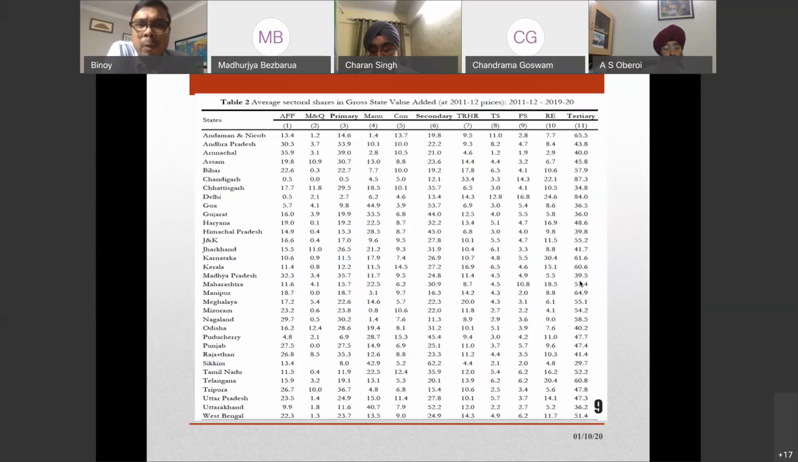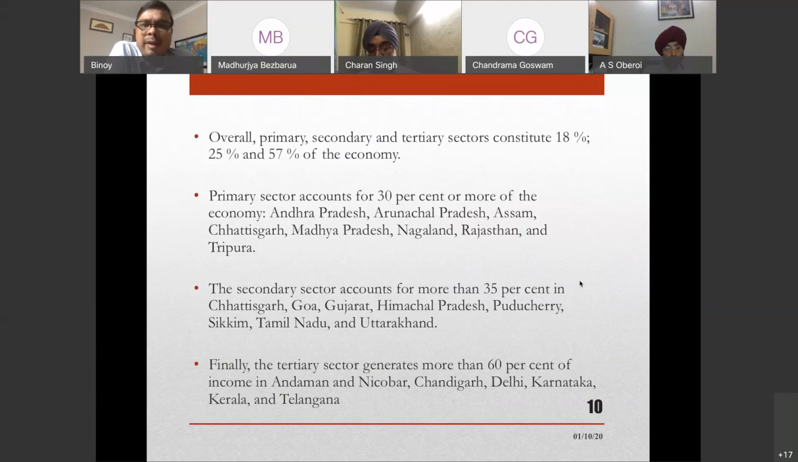This information we collected from the website of the Ministry of Statistics and Programme Implementation. For all these states, we had information from 2011-12 to 2019-20, in terms of the subsectors and major sectors. For each of these years, we estimated the sectoral shares, and then we took the average over these years. So on the whole, the primary, secondary, and tertiary sectors constitute about 18%, 25%, and 57% of the economy. This is at the national level.